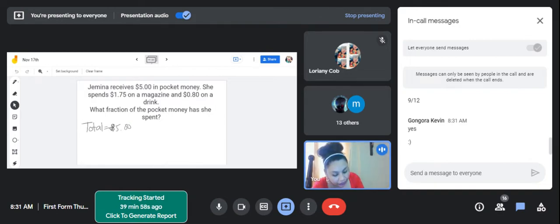And then she spends. So she has spent $1.75 on a magazine, and she has spent 80 cents on a drink. Now, what fraction of her pocket money has she spent? So what is happening in this question is that I need to write the spent. How much did she spend? Over the total.